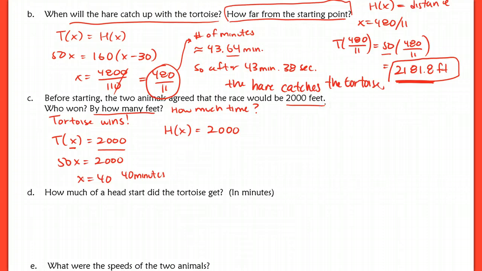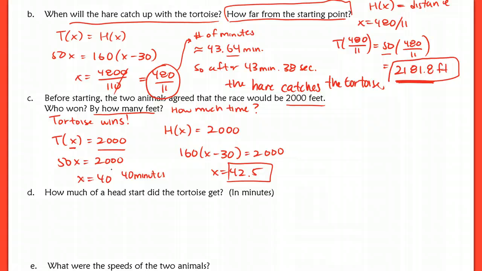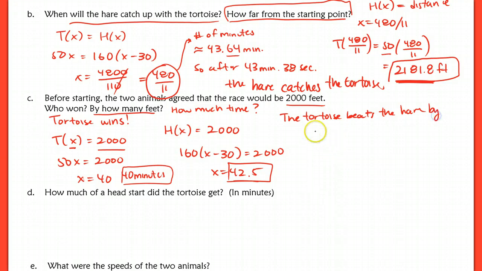Now the hare, if we solve his equation, this is 160 times (x minus 30) equal to 2,000. I did the calculation ahead of time, and I get 42.5 minutes. So this is another reason why you can tell that the hare lost the race, because traveling the same distance, it takes him 42.5 minutes to get there, while the tortoise would be 40 minutes after the start of the race. So the tortoise beats the hare by 2.5 minutes.